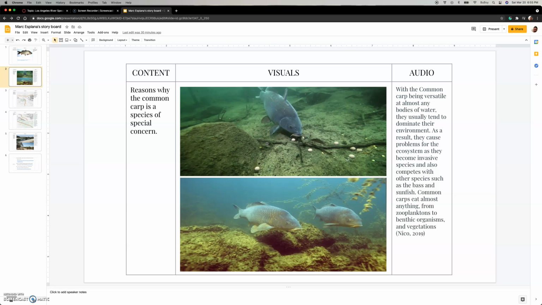Common carps can eat almost anything from zooplankton to benthic organisms and vegetation. As you can see in these two pictures, common carps like hanging out at the bottom of the river because that's where they mostly find their food.